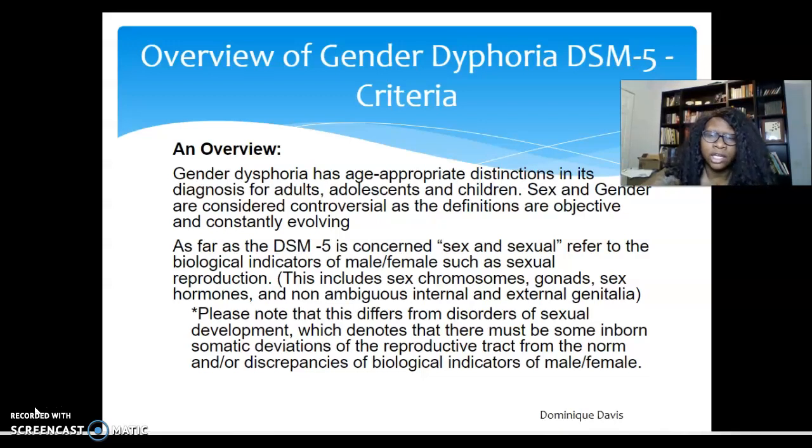Let's also note here that this differs from disorders that are related to sexual development. For sexual development, that means that there must be some inborn somatic deviations from either the reproductive tract or the biological indicators of male or female.